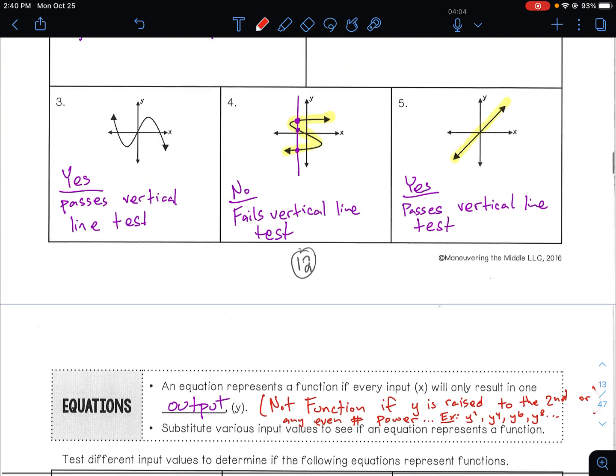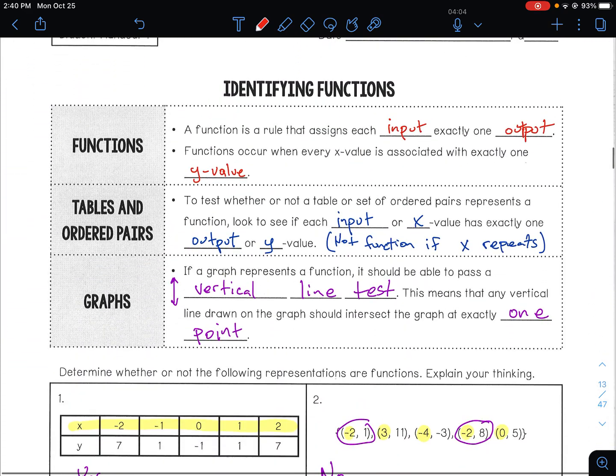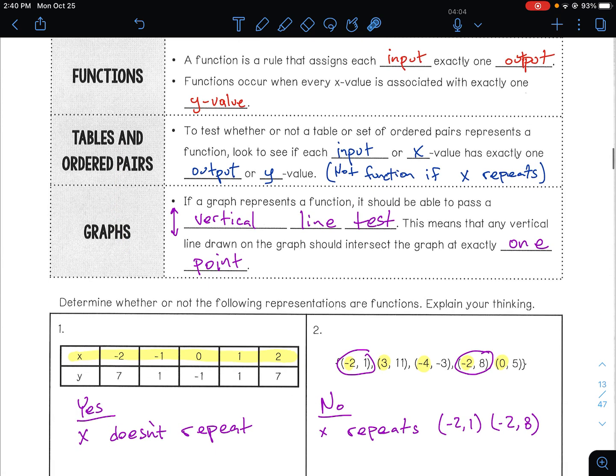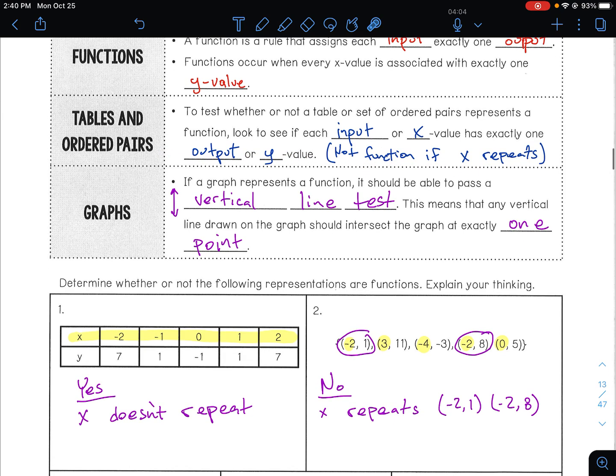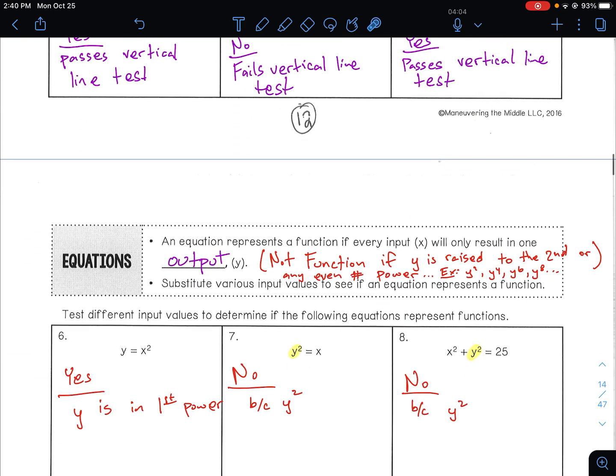That is how you determine whether something is a function using a table, ordered pairs, graphs, and equations. Remember the special rules. For tables and ordered pairs, you're looking for repeating x's. For graphs, you're looking for passing the vertical line test. And for equations, you are looking at the y and seeing if it's raised to the second power or any even numbered power. Go ahead and try to answer some questions on your own. Good luck.